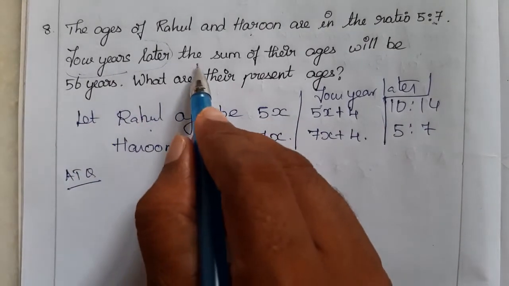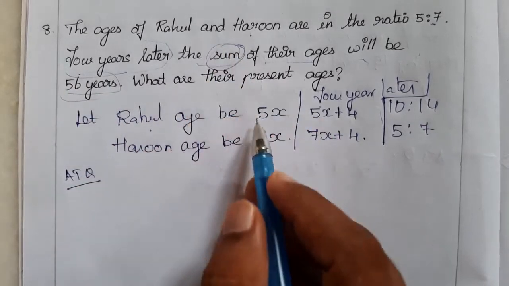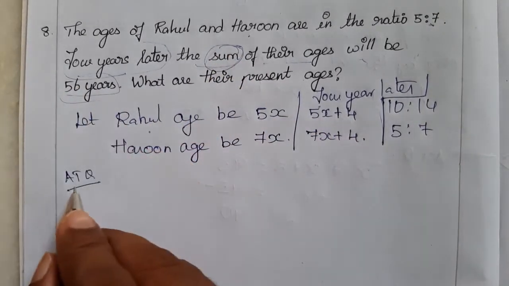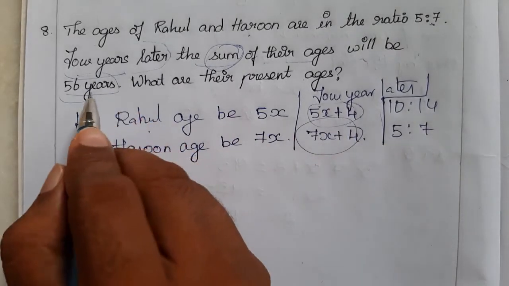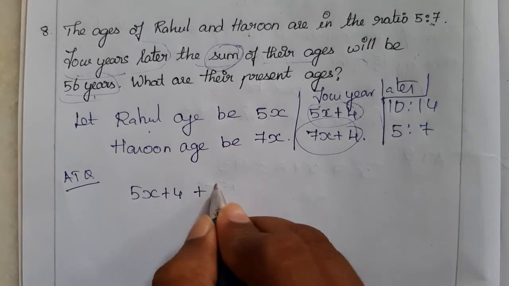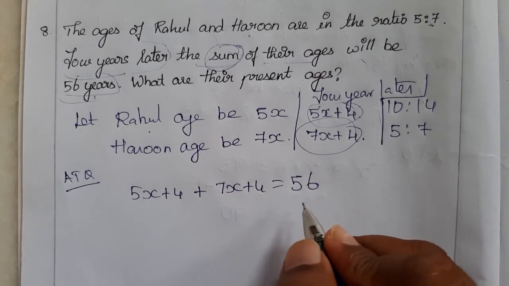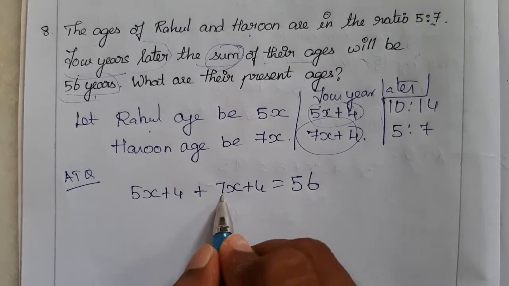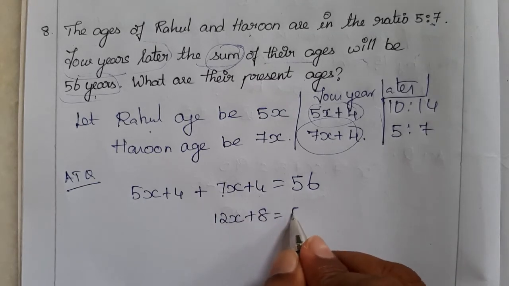So 4 years later, the sum of their ages will be 56 years. Sum means addition. So if you add their ages, it will be 56. According to the question, 5x plus 4, added to 7x plus 4, equals 56. So 5x plus 7x is 12x, 4 plus 4 is 8, which is equal to 56.